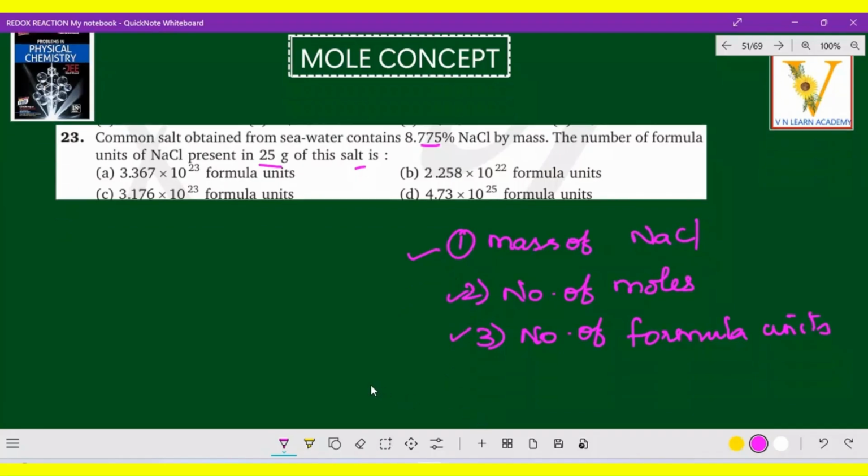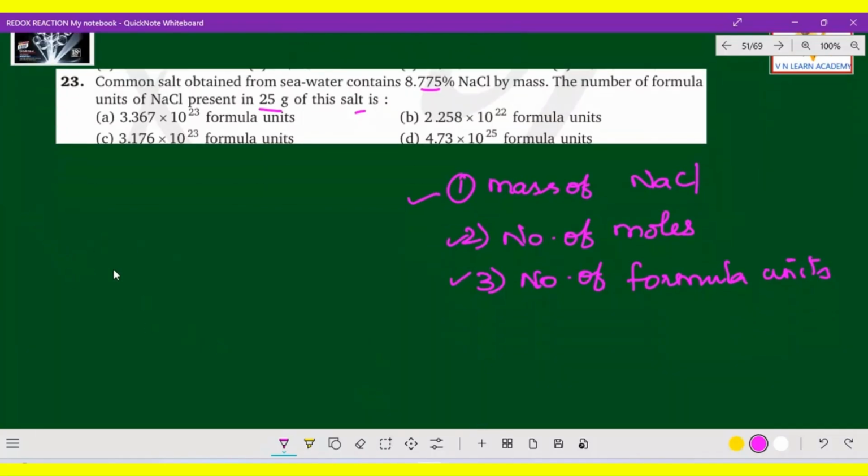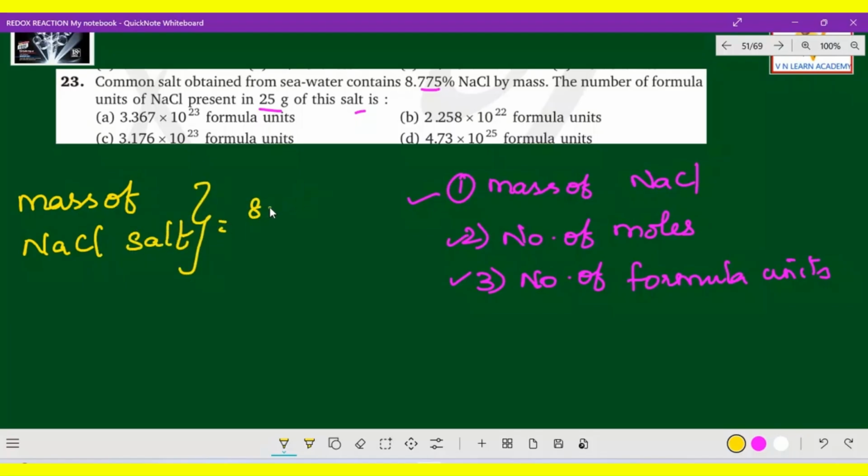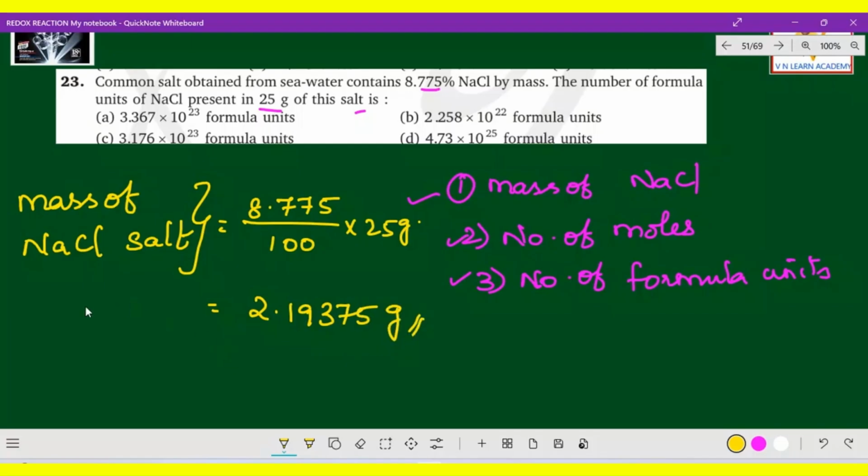The first one: here they have given the percentage, no? So the mass of the salt, the mass of sodium chloride salt, is 8.775 divided by 100 into 25 grams. Now you will get 2.19375 grams. So this is the given mass, the mass of sodium chloride salt only.